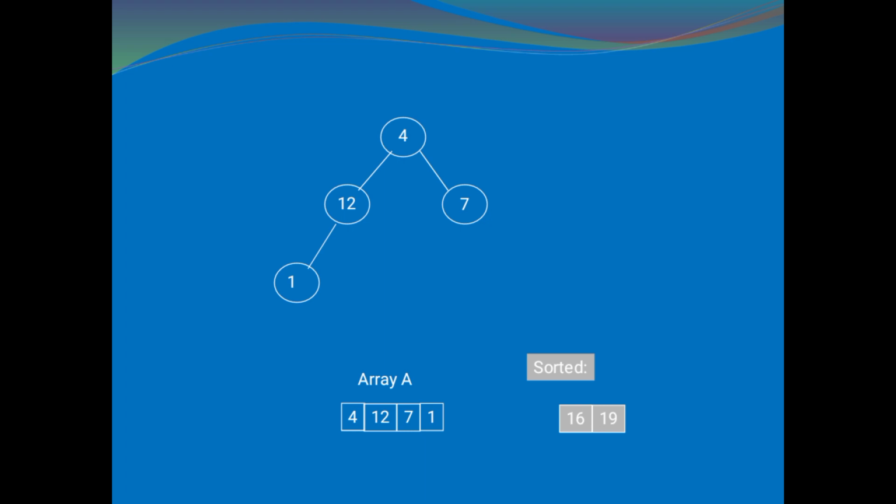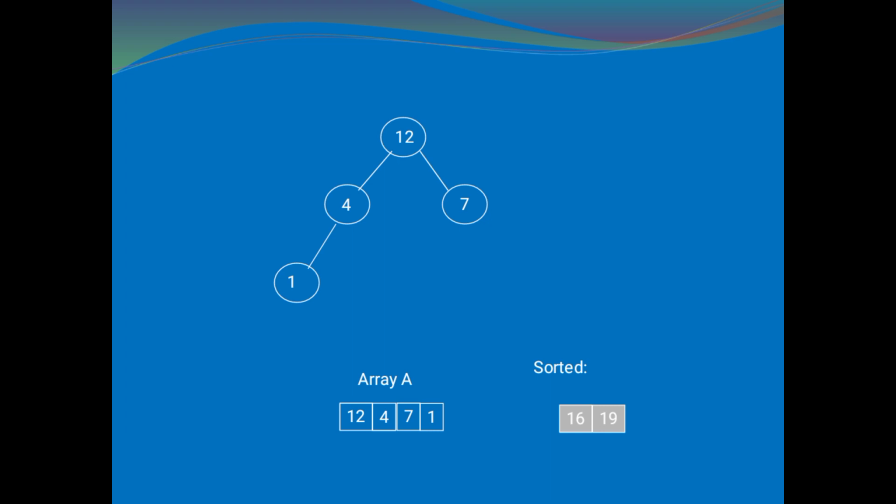Again compare 12 with 7. 12 will come here and 7 will go there. So after comparing 12 and 7 with 4, we will swap the elements. And after swapping, my tree looks like this. 12 should be swapped with 4. After swapping, my tree becomes like this. That is 12 comes to the topmost position, then 4, then 7 and then 1.